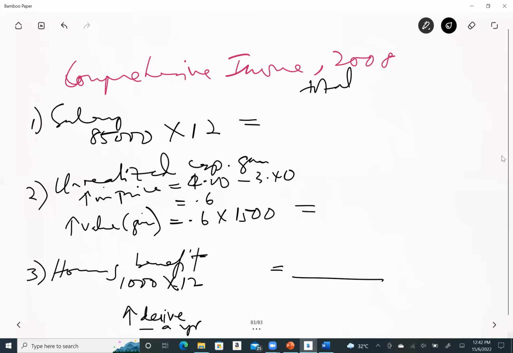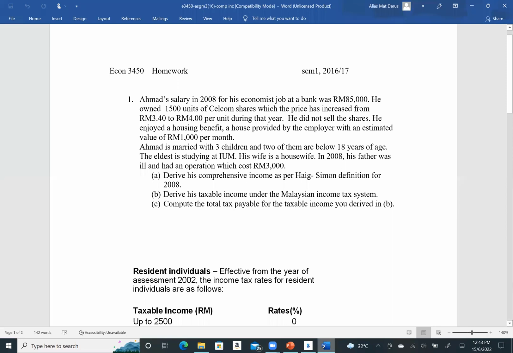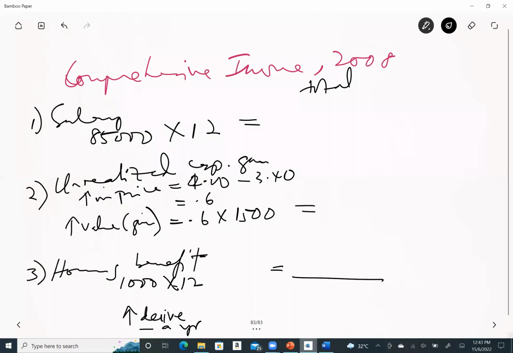I don't calculate because my calculator is taken. Sir, how to know the salary is annual or monthly? That 85,000 is actually already per year. Because I said Ahmad's salary for 2008 is 85,000. So that is the total already per year. Since I multiplied by 12, we change. That is not logical.